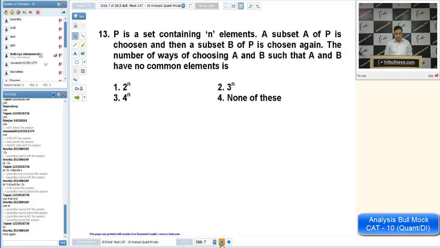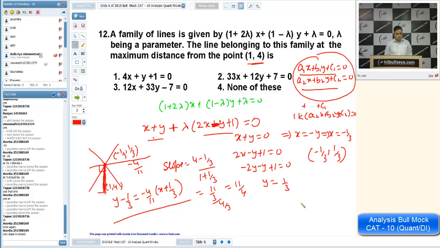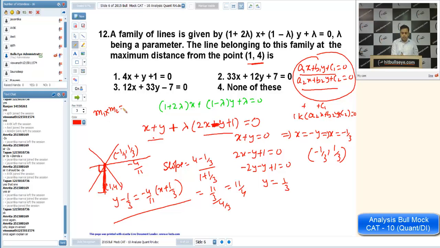Okay, Amrita, you did not understand. Because these two lines are perpendicular, and we know that for perpendicular lines, the product of the slopes is equal to minus 1. So if the slope of the first line is 11 by 4, the slope of second line will be equal to minus 4 by 11.